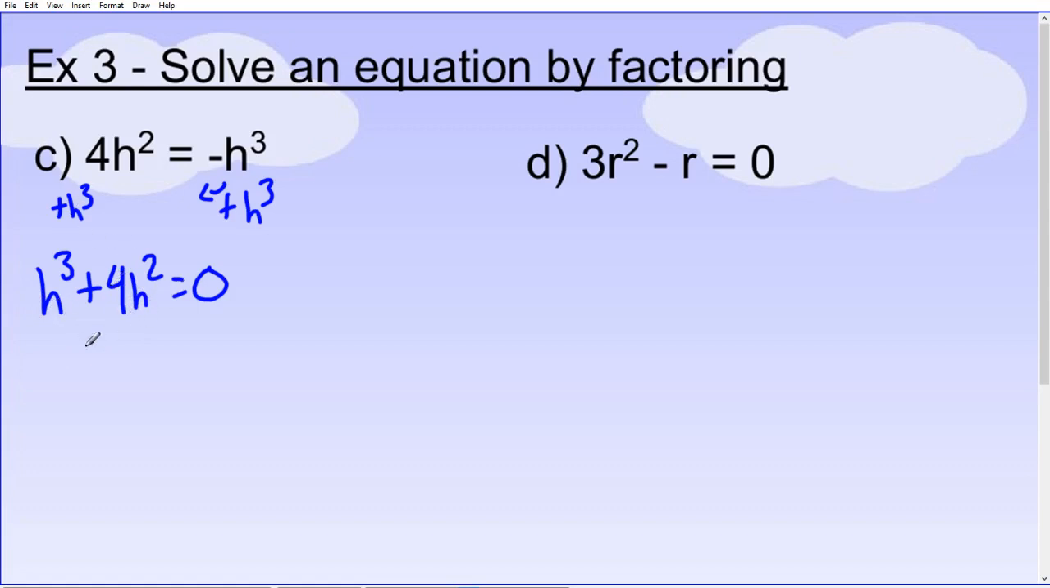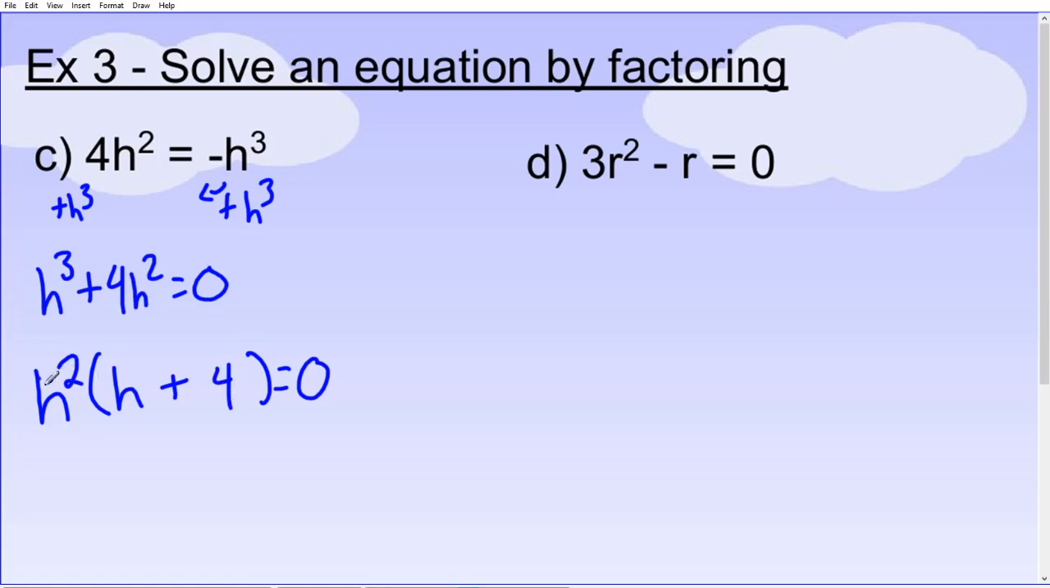Looking at the h's, yeah, I can pull out two h's, h squared, from both terms. They both have two h's they can give up. My first guy, if he gives up two h's, he still has one h left behind. My second one, if I pull two h's out, both of his h's are gone, but he'll still have the number 4 left behind.